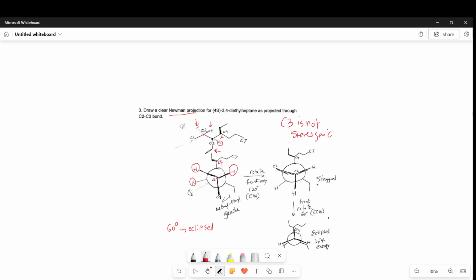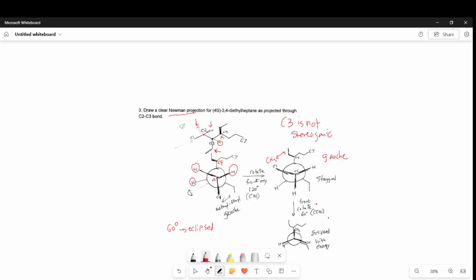This is still staggered, but there is this C1, which is a methyl group. So this is a CH3 group interacting with this very large group here. So this is another gauche interaction.